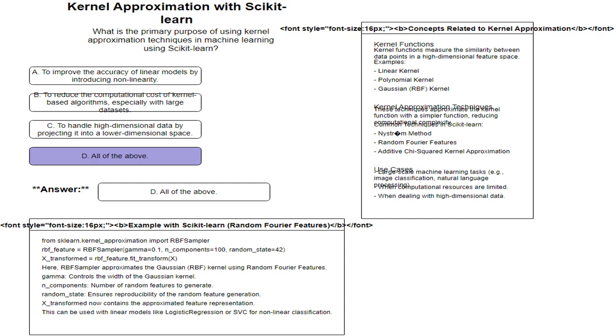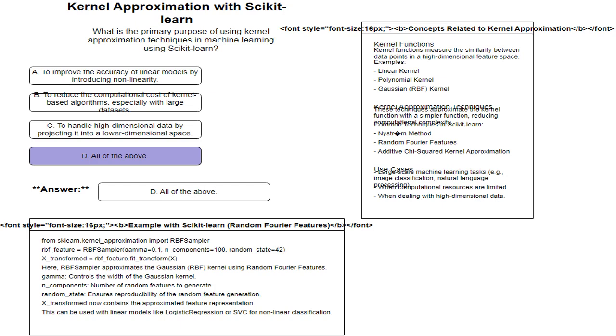Kernel functions are essential in machine learning, particularly in kernel methods. They quantify the similarity between data points in a high-dimensional feature space. This similarity is used to make predictions and classify data.